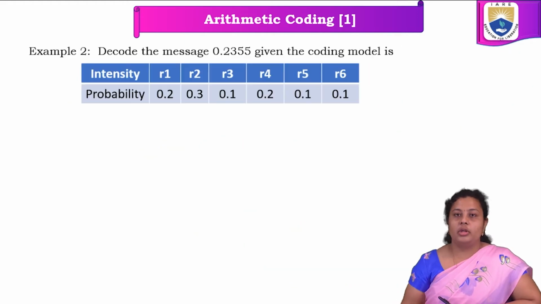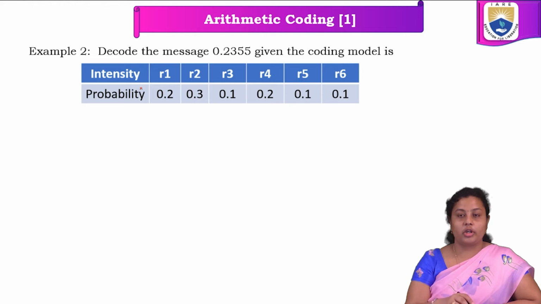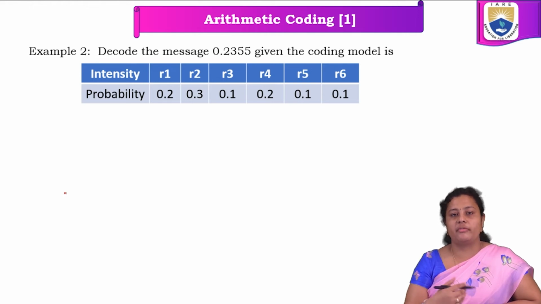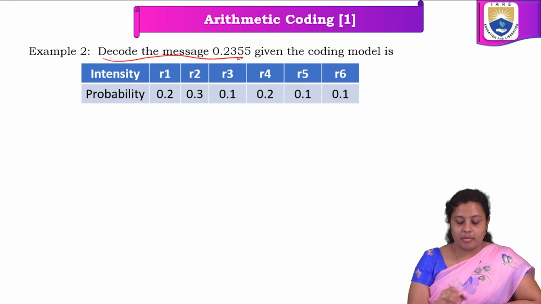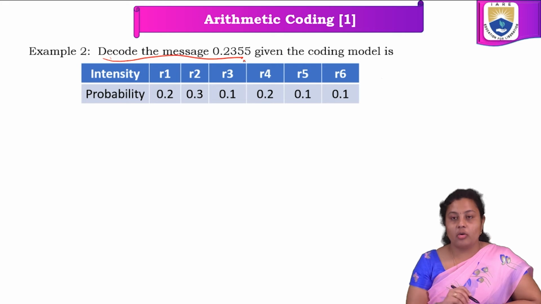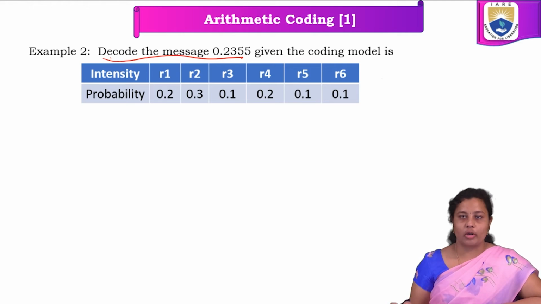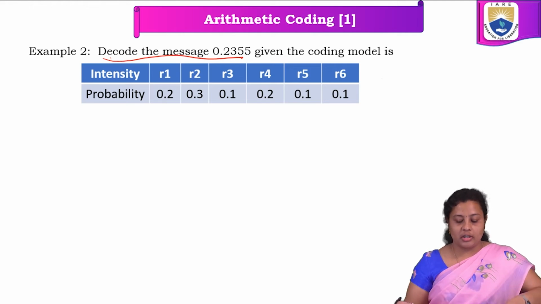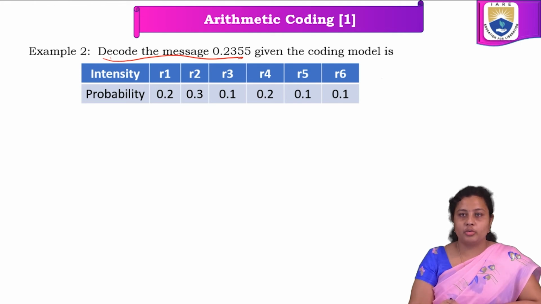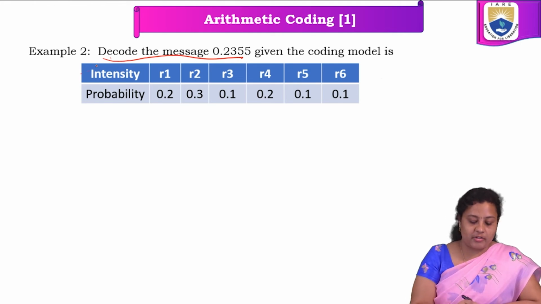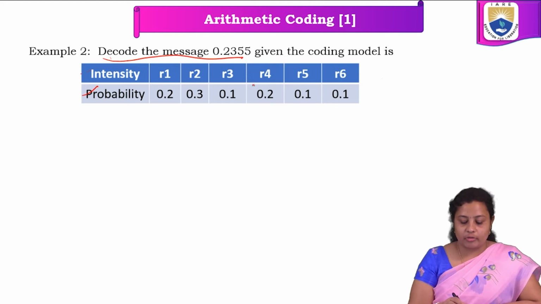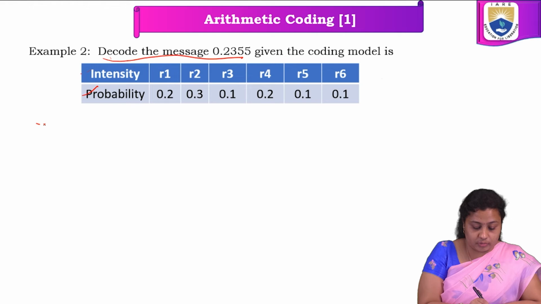So let's go to another example on arithmetic coding. In my first example, we considered coding. In my second example, we'll try to decode a message. We are going to follow the same procedure as before. We have the message 0.2355, and we have been given intensities and probabilities. We will follow the same steps that we followed for coding. So what is the first step?